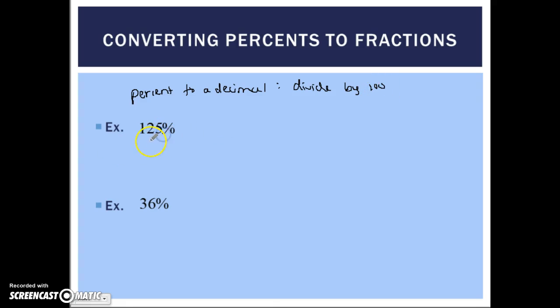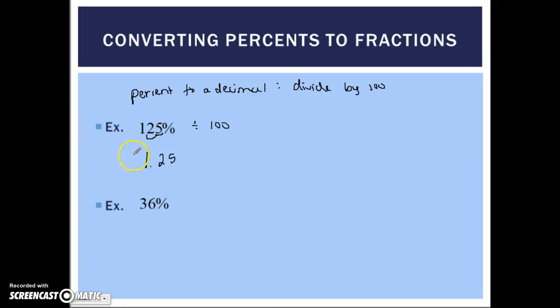So if this is where my decimal point is, if I divide by 100, really all that's doing is moving this 2 places to the right, or to the left. So this, as a decimal, would become 1.25. Now, to write it as a fraction, and really there's 2 ways. I'll show both ways for doing this.